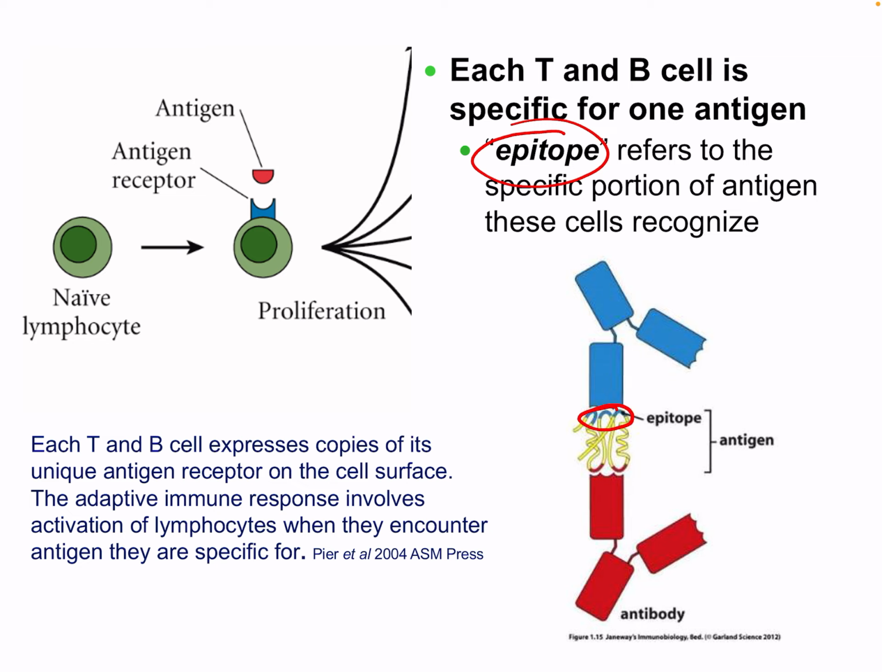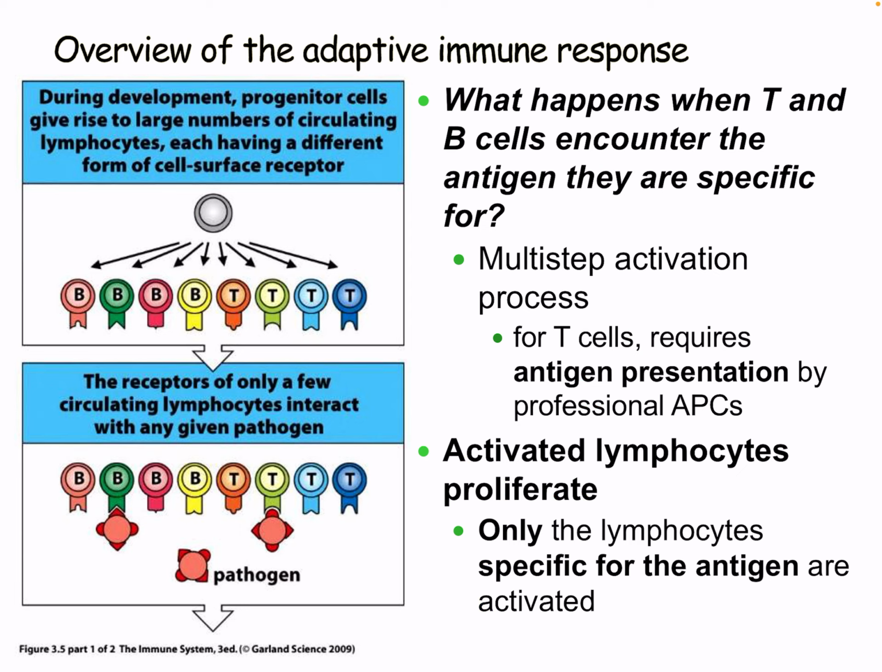So each T and B cell expresses a copy of its unique receptor on the cell surface. The adaptive immune response involves the activation of lymphocytes when they encounter the antigen that they are specific for. So what happens when a B cell encounters an antigen? This will result in a multiple step activation process, and for T cells, this requires antigen presentation by APCs. These activated lymphocytes then proliferate, and only the lymphocytes specific for that antigen are activated.